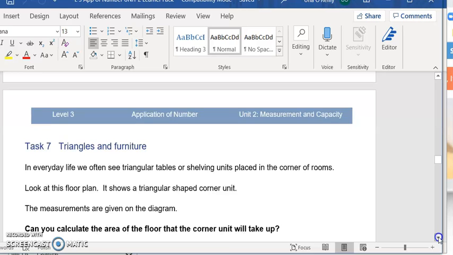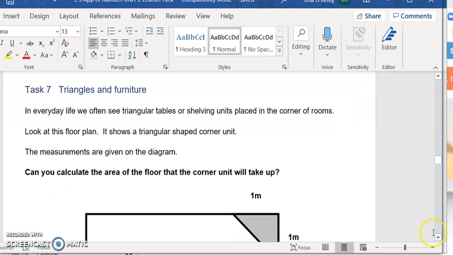Okay, and then we're talking about furniture. Okay, sorry, a little break there, guys.